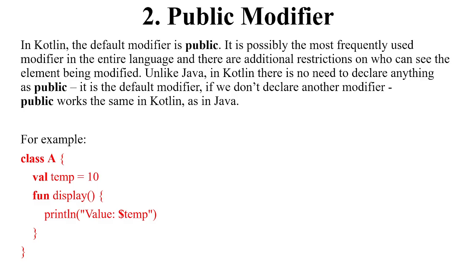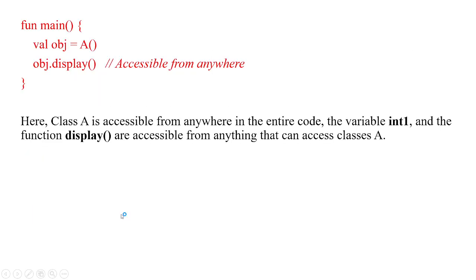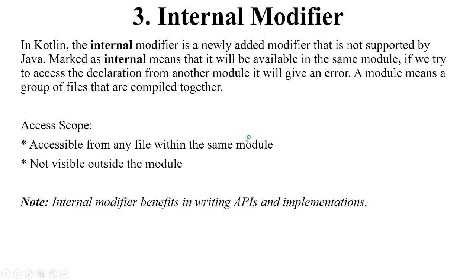Here I have declared a class where we have declared a temp variable. We are displaying the temp variable. Here we can create the object of class A and use object dot display. Our display method will be accessible from anywhere. Class A is accessible from anywhere in the entire code. The variable integer one and the function display are accessible from anything that can access class A.